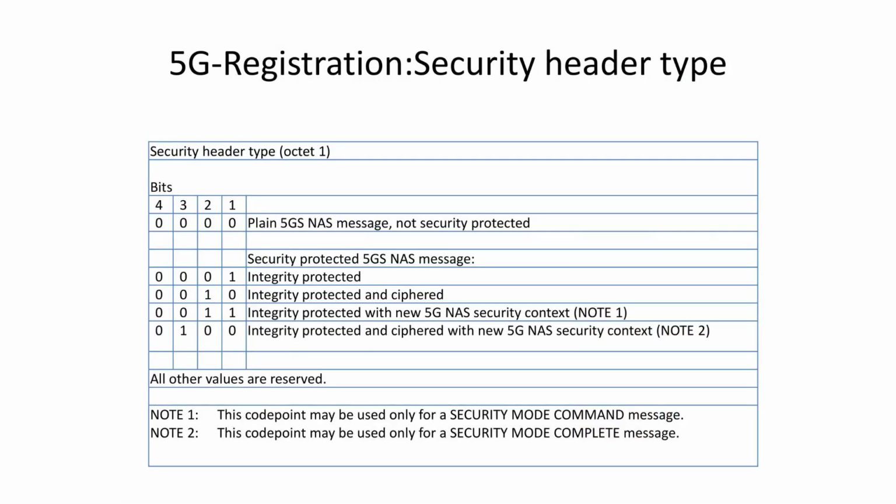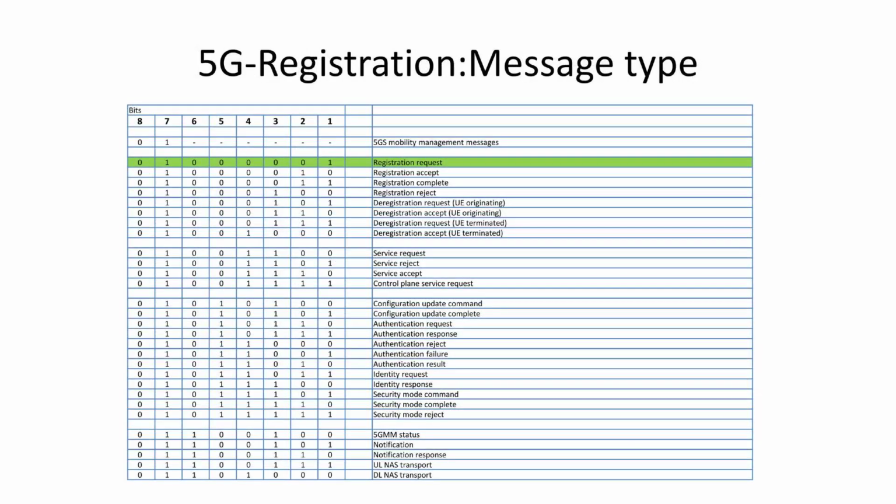The security header type under 5G registration specifies the level of security protection for the 5GS NAS message. This is critical for maintaining the integrity and confidentiality of 5G communications. The message type in the 5G registration process indicates the kind of 5GS mobility management messages. These range from registration request to deregistration accept, each serving a unique purpose in the 5G network.